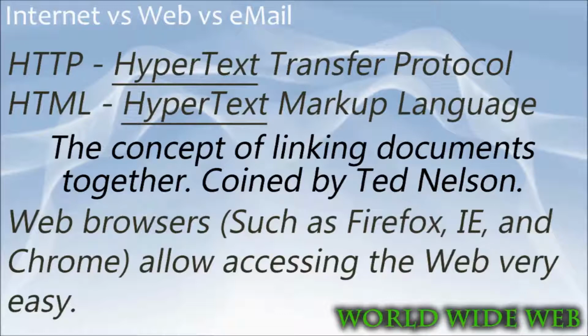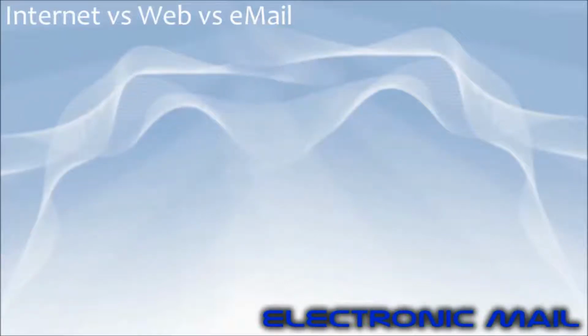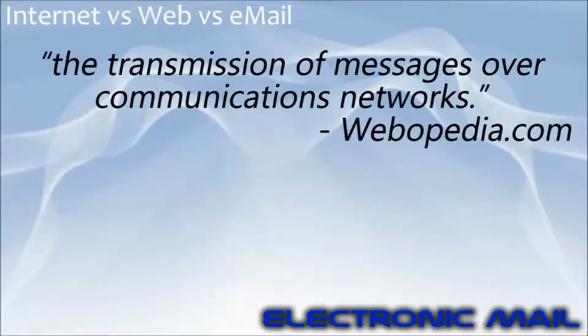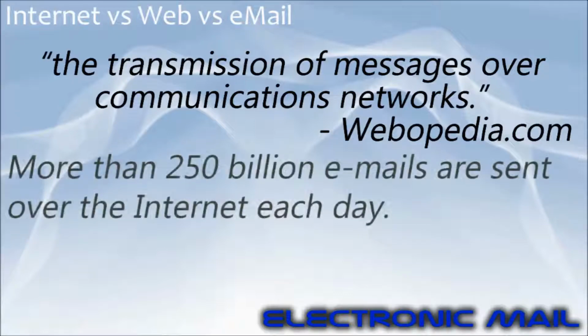So now that you know a bit about the basic information of the Internet and the World Wide Web, let's bring in a third aspect, email, which is short for electronic mail. Wikipedia defines it simply as the transmission of messages over communication networks. When email was first developed, it was one of the driving forces behind growing the Internet, and remains one of the most used aspects of computer networks.